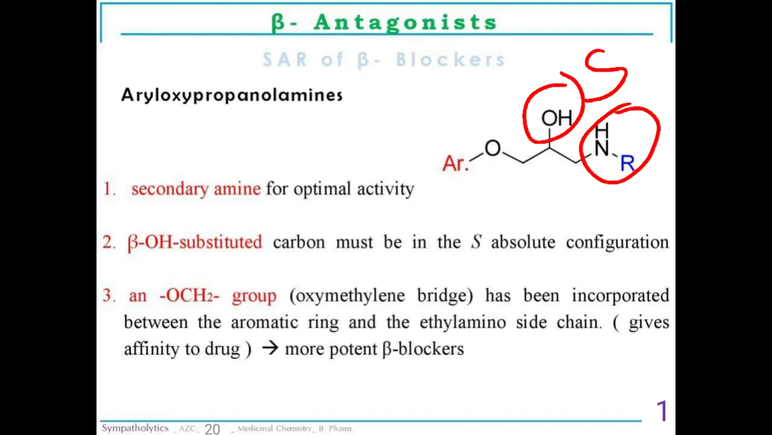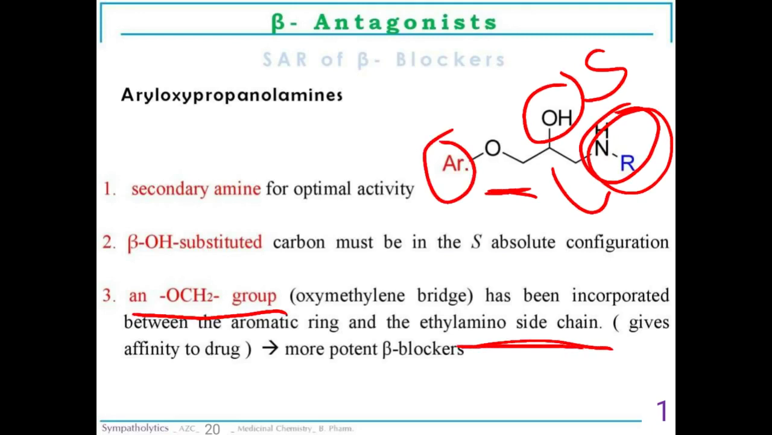Then an OCH2 group has been incorporated between the aromatic ring and the ethylamino side chain. Okay, so this OCH2 group, and this is CH2 CH2, that is the ethyl, this is amino. So the OCH2 group must be present between the ethylamino side chain and the aromatic group. If such a case is present, it gives a more potent beta blocker. That means this aryloxypropanolamine is the potent beta blocker.